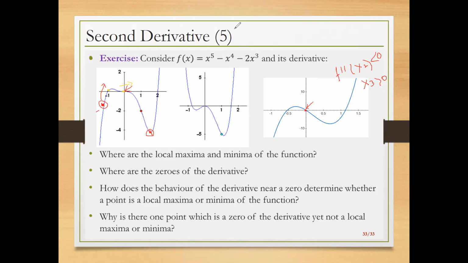Is it clear? Yes, it's clear. Great. Any questions?